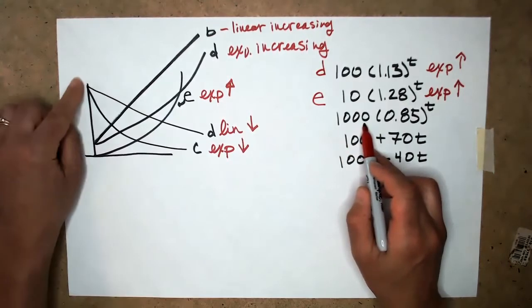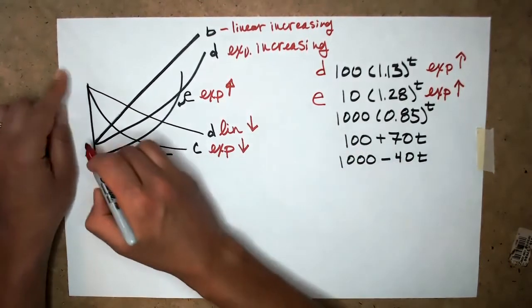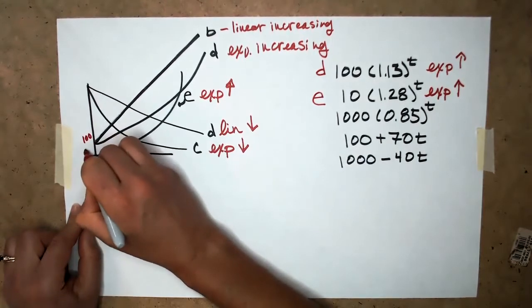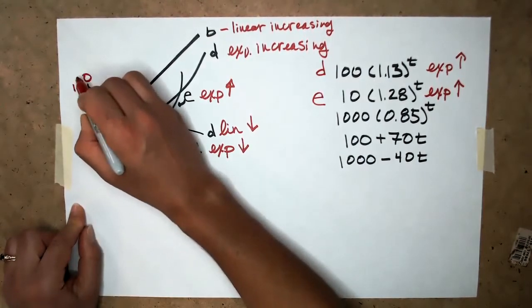1,000, so starts out really high. Incidentally, I could actually label these. That's 100, that's 10, and that's 1,000.